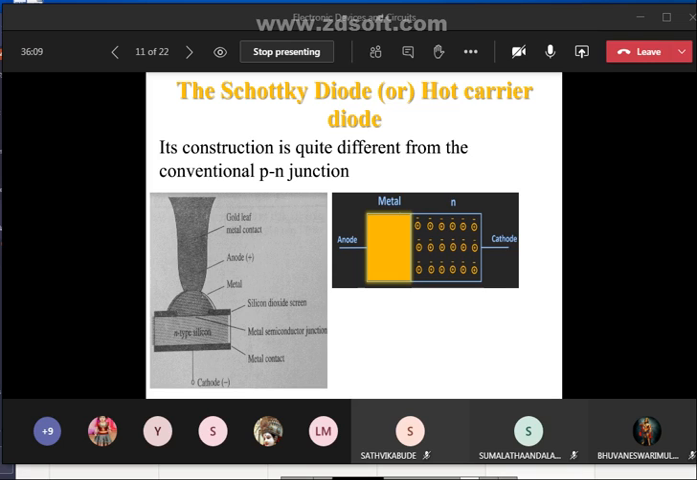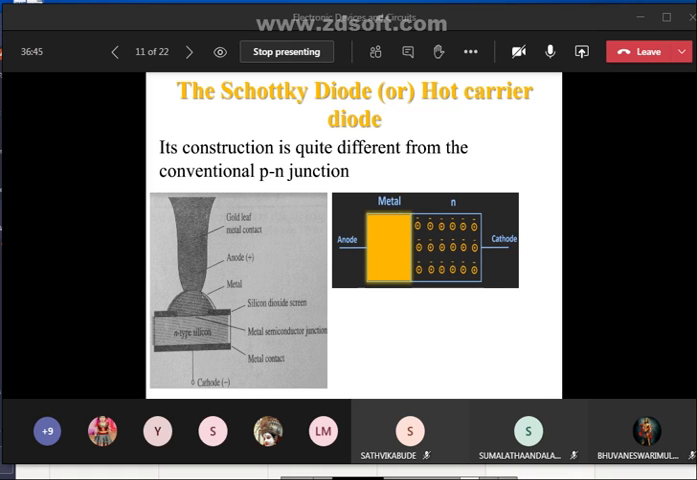The Schottky diode is formed when a metal such as aluminum is brought into contact with a moderately doped n-type semiconductor, and it is a unipolar device. Because it has electrons as majority carriers on both sides of the junction, it is a unipolar device.